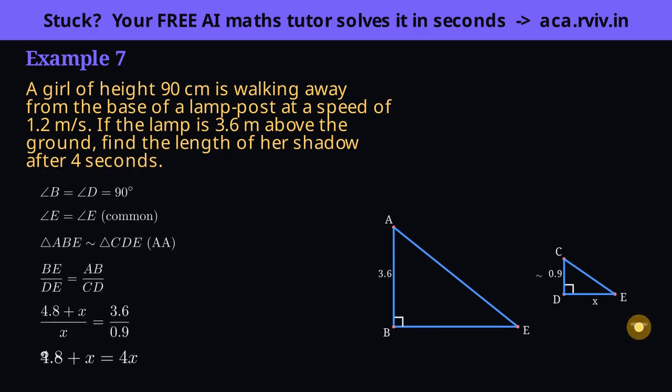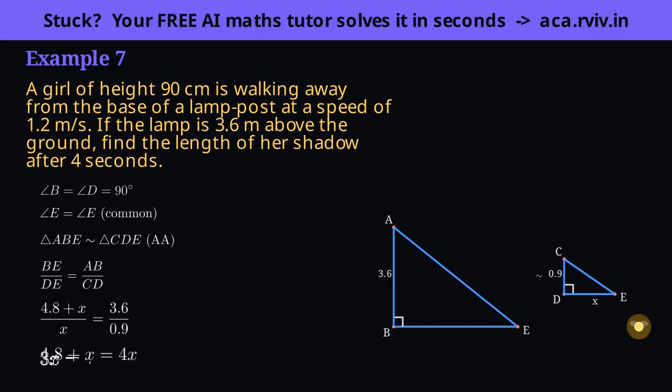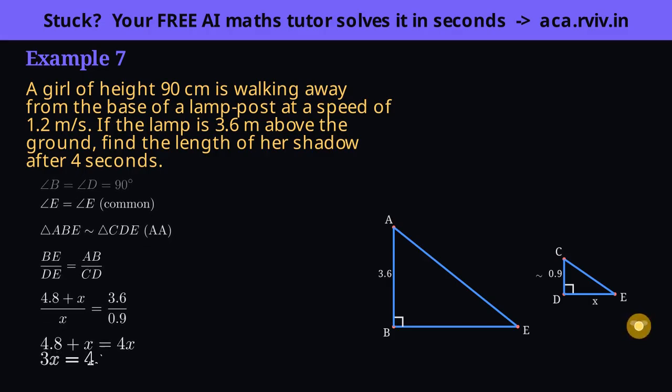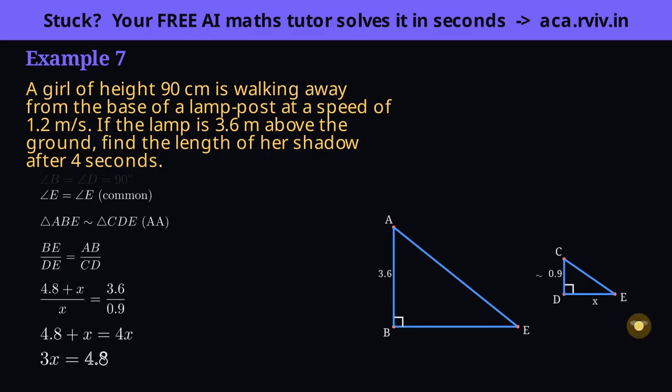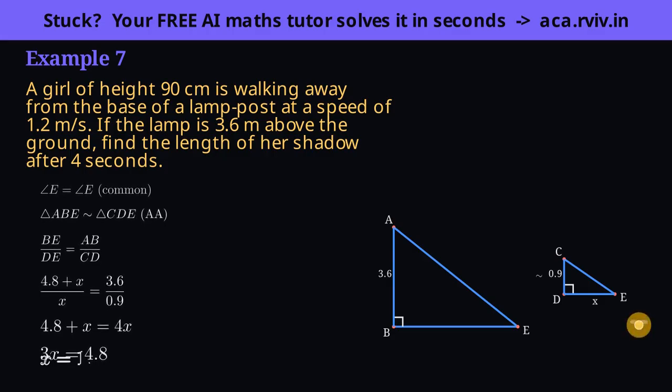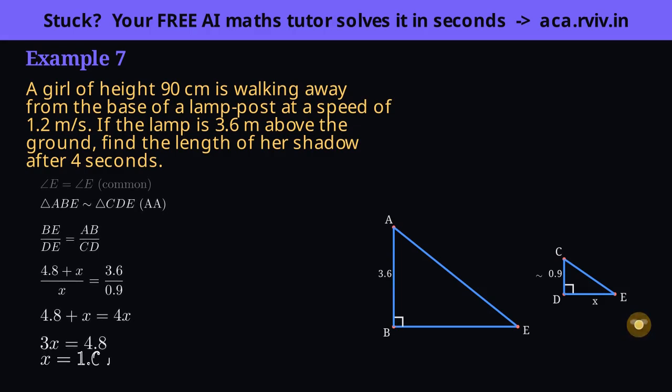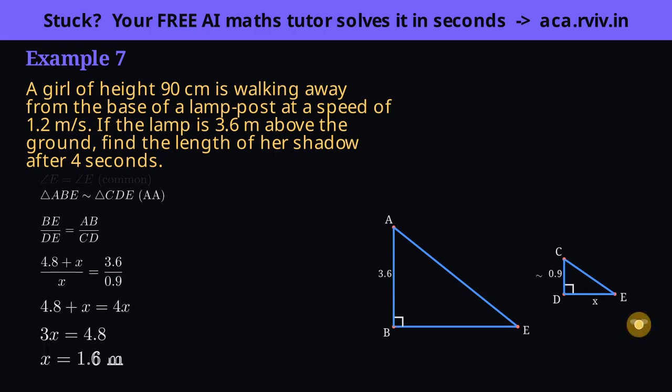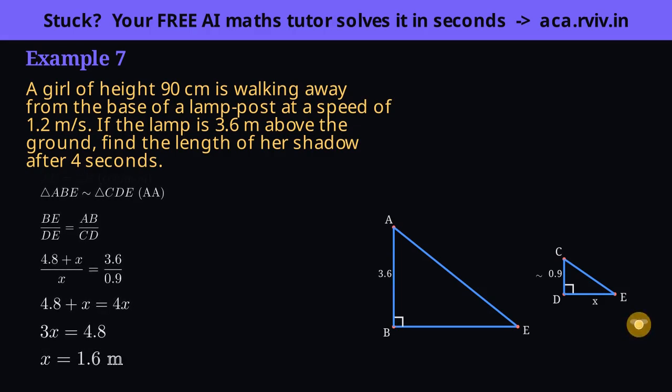Collect the excess on one side: subtract x from both sides, so 4.8 equals 4x minus x, which is 3x. Finally divide both sides by 3 to free x. 4.8 over 3 is 1.6. So her shadow is 1.6 meters long.